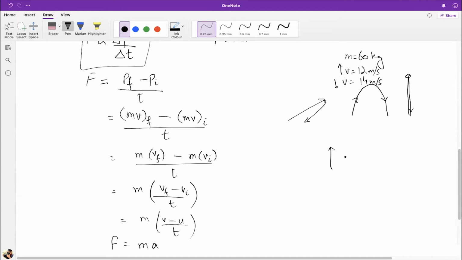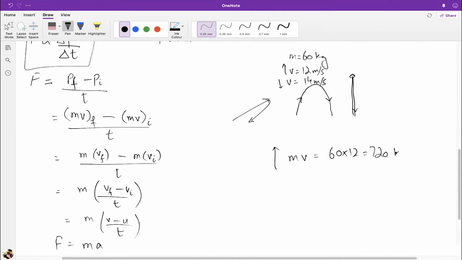So upwards, their momentum is m times v, which is 60 times 12. 12 times 6 is, I don't know, 720. Yep. So 720 kg meter per second. That is what their momentum is upwards.